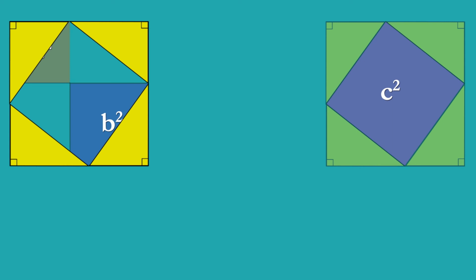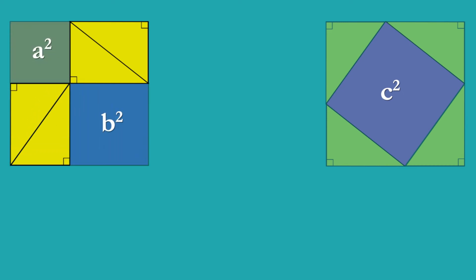But let's see what happens when I move those triangles around a little bit. Keep in mind, I'm not changing their shape or size, I'm just moving them. I'm going to move one of them up to the top right corner, and then I'm going to move the 2 together to fill the bottom left corner. So now, on the left-hand side, I've made a square out of a squared plus b squared and 4 of my original yellow triangles. That's the same number of yellow triangles as I had on the right-hand side.